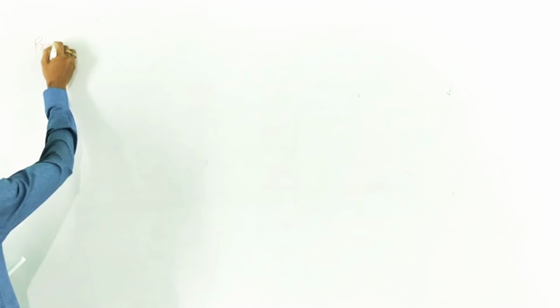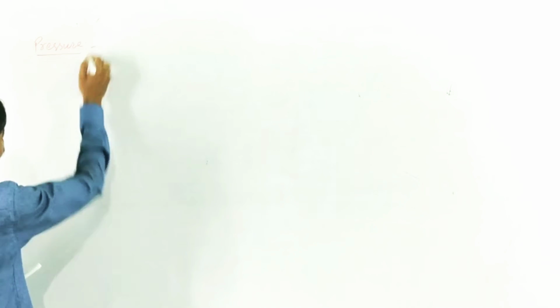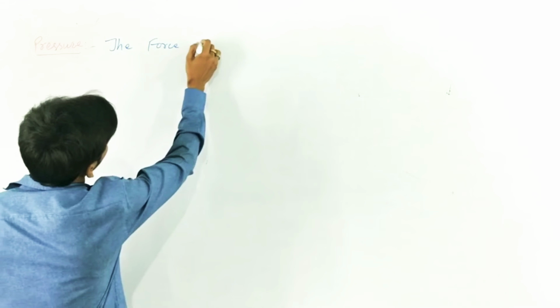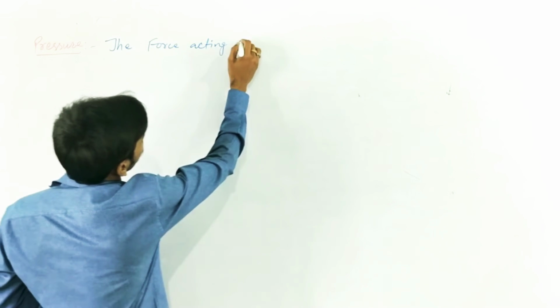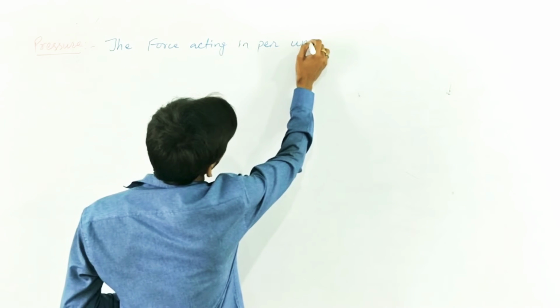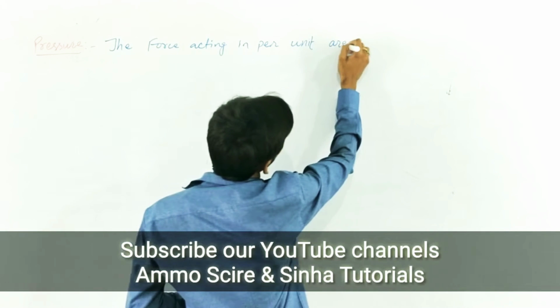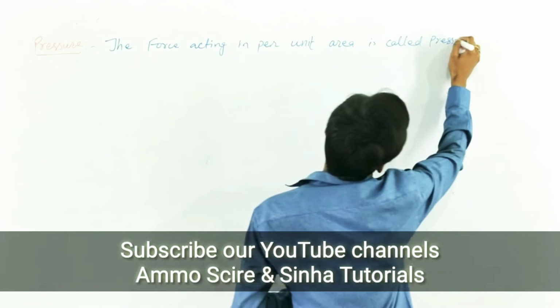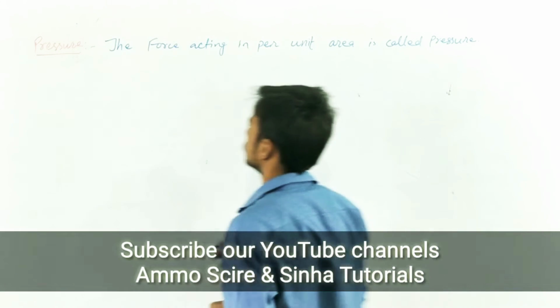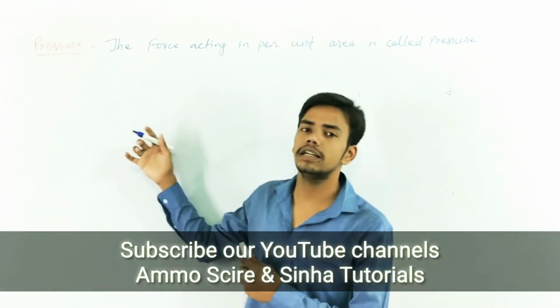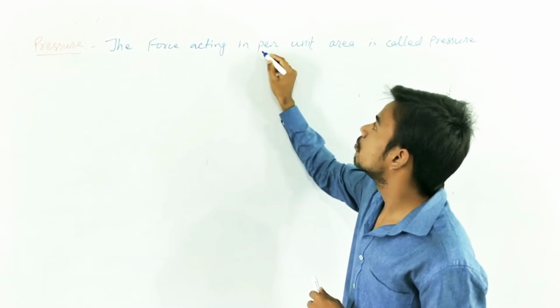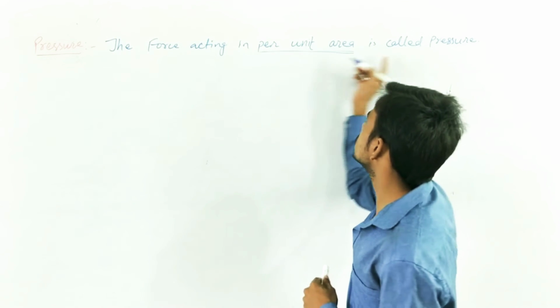Here I have taken the topic pressure, and now we are going to define it. We can define it as the force acting per unit area is called pressure. Okay guys, so here you can see the definition that I have written on the board: the force acting per unit area is called pressure.